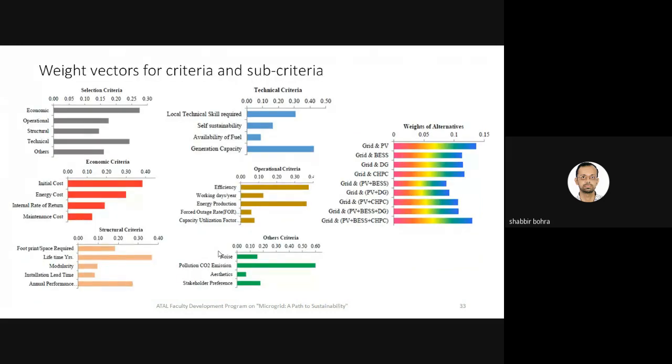And then the weights are calculated, weight vectors for the criteria and sub criteria, as you can see over here. In this case, economic, operational, structural, technical, and others criteria as overall primary criteria have been assigned computed weights. Here it is shown that economic is given the majority of the weight, then comes technical, then operational, then structural, then others, and at last it comes to the structural. Apart from that, if you look at the sub criteria of economic, structural, technical, operational, and other criteria, you can see that the initial cost plays a very significant role. Then comes energy cost, and then internal rate of return and maintenance cost.